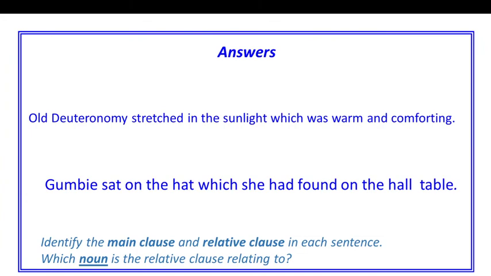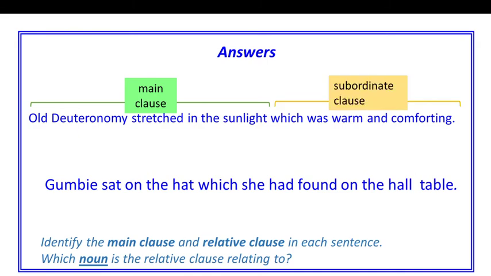So we're just going to look at the answers now. So just a reminder that you are identifying the main clause and relative clause in each sentence and the noun that the relative clause is linking to or relating to. So the main clause in the first sentence is old Deuteronomy stretched in the sunlight. And the subordinate clause, or the relative clause, which was warm and comforting. And the noun in there that's having the extra information added about it is sunlight, because it's the sunlight which was warm and comforting.